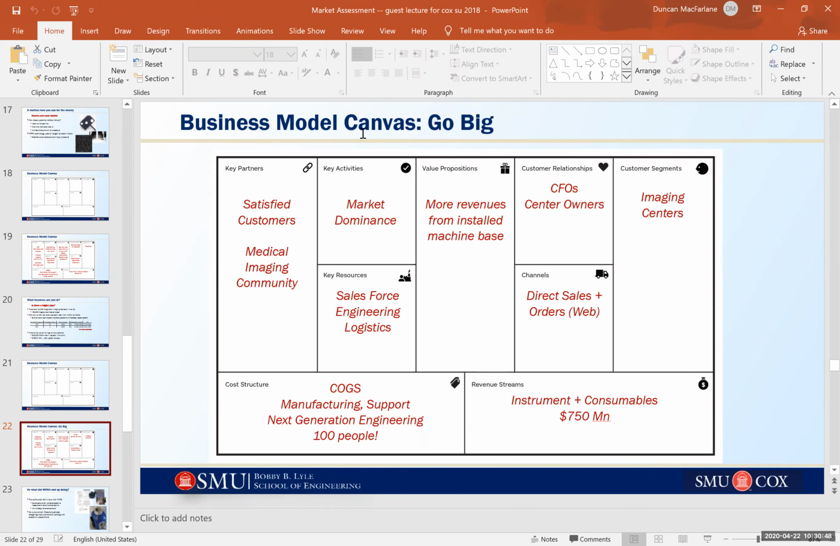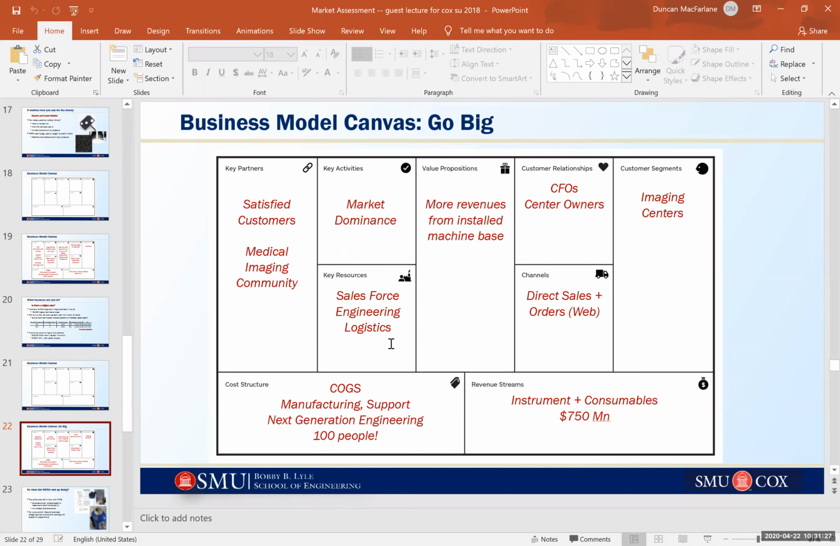But here's our new business model canvas. The value proposition is more revenues from the installed machine base. The key relationship was through the CFOs and the center owners of the imaging centers. The channels would be, in the beginning, direct sales, but probably also once there were repeat orders, once the word of mouth got out, we'd probably be able to automate a fair number of these orders and go through some sort of web interface for that.